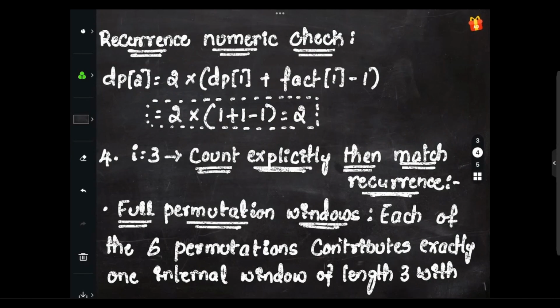Now we will be going with the recurrence numeric check. Here dp of 2 equals 2 into dp of 1 plus factorial of 1 minus 1.